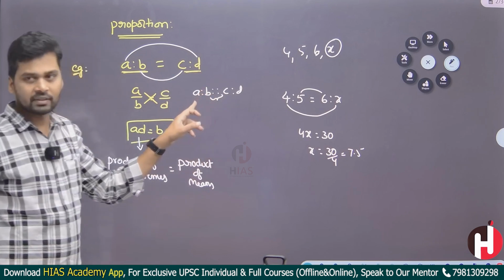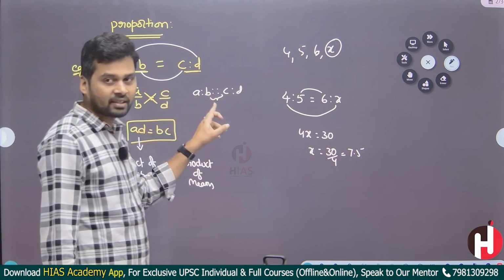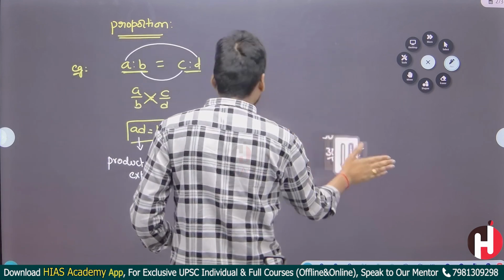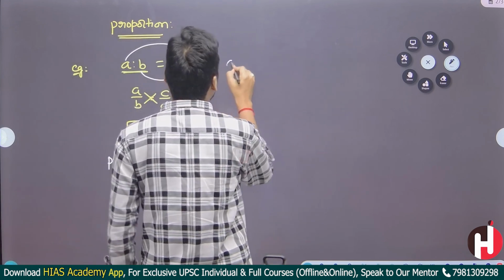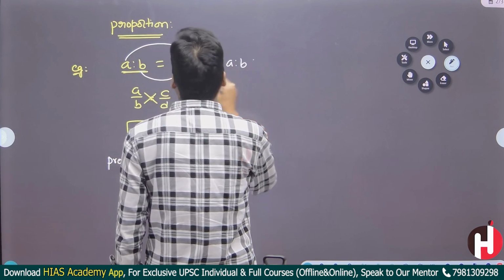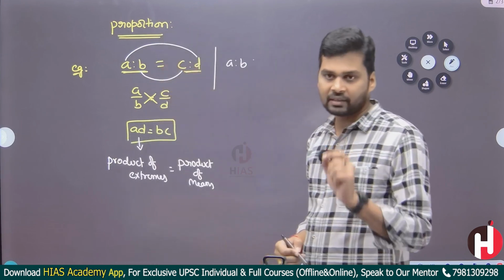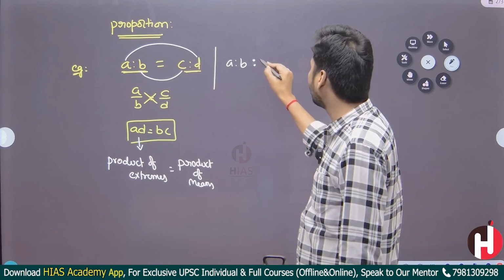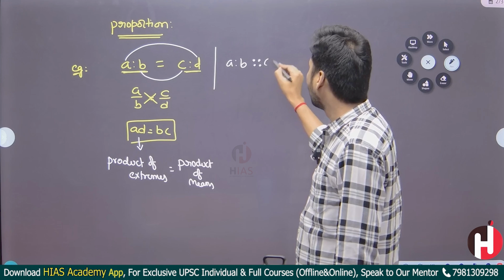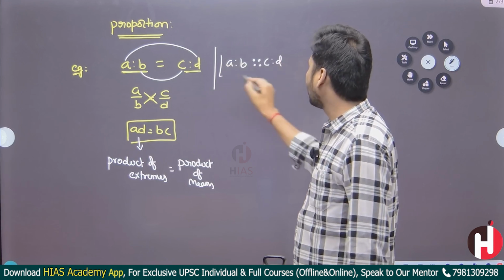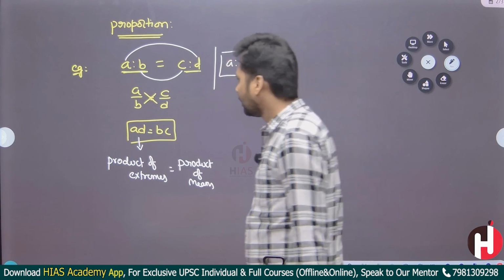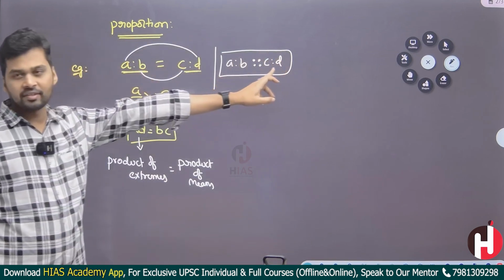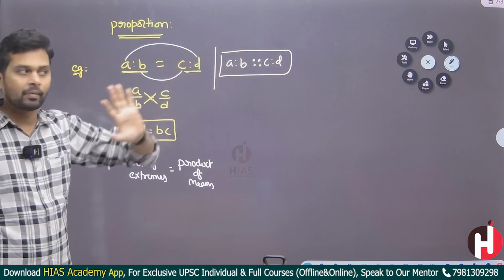This is how we represent the symbol. If the symbol is like this, it means they are in proportion. We can also represent it as A is to B as C is to D. When two ratios are equal, you can use this symbol, which is nothing but equality of ratios. So when A is to B as C is to D, it means that A, B, C, D are in proportion.